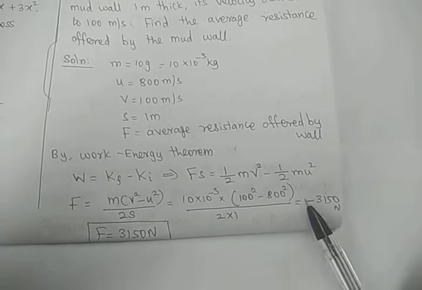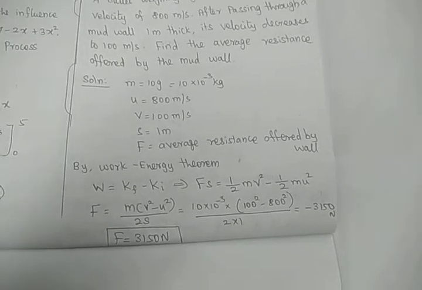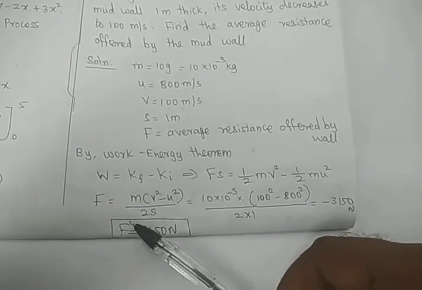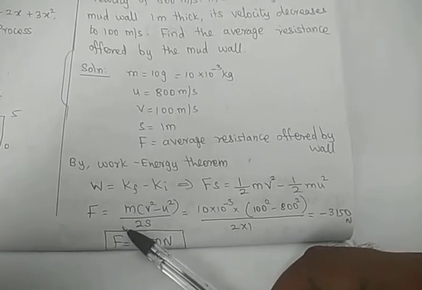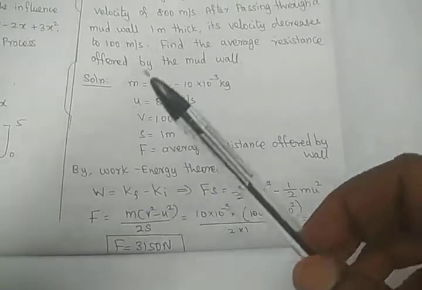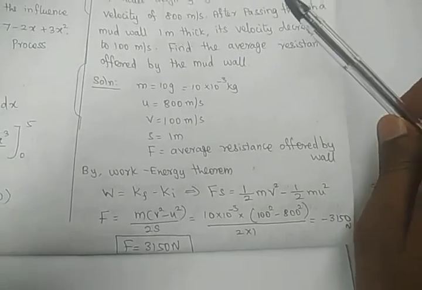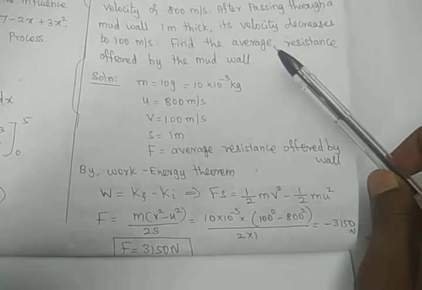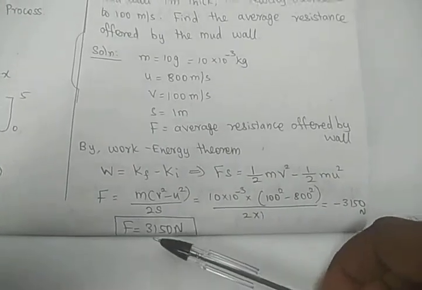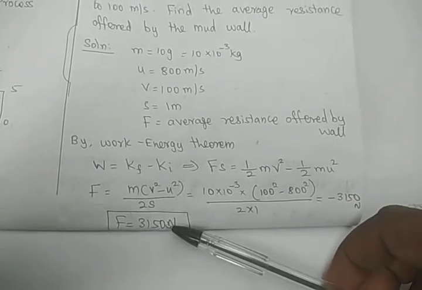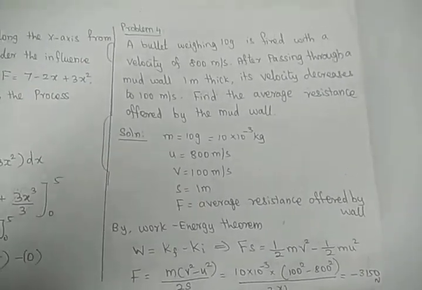Why is it a minus value? It is a resistance offered against the bullet. So the force offered by the mud wall against the bullet, to reduce the 800 meter per second velocity to 100 meter per second, is 3150 Newton. So very simple students.